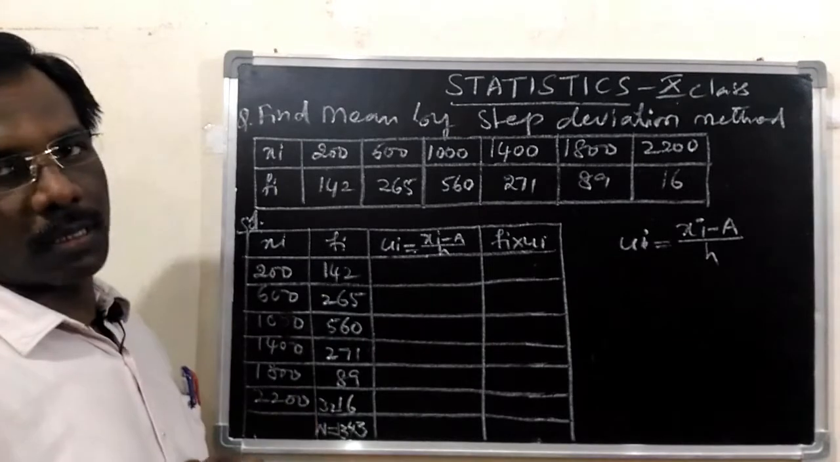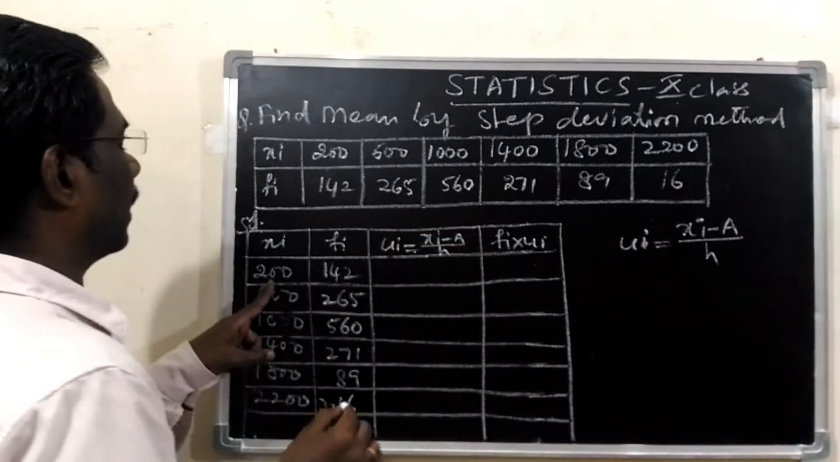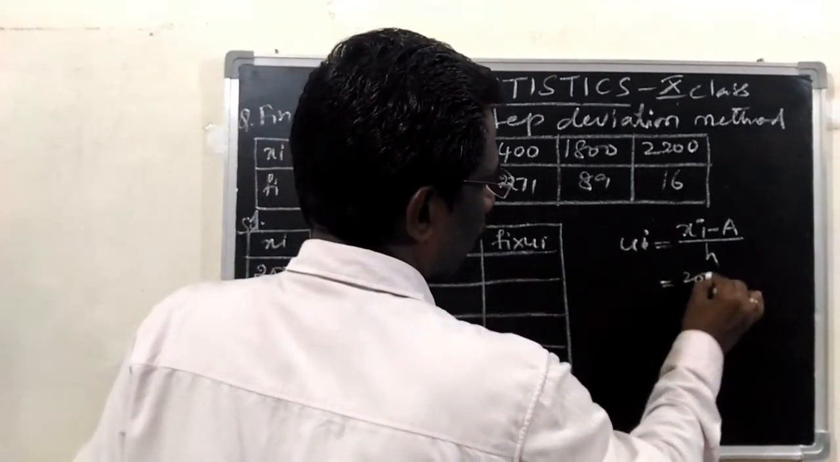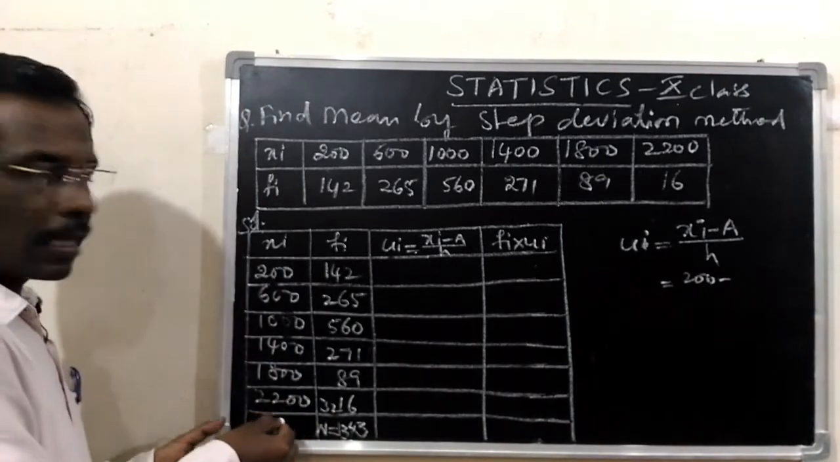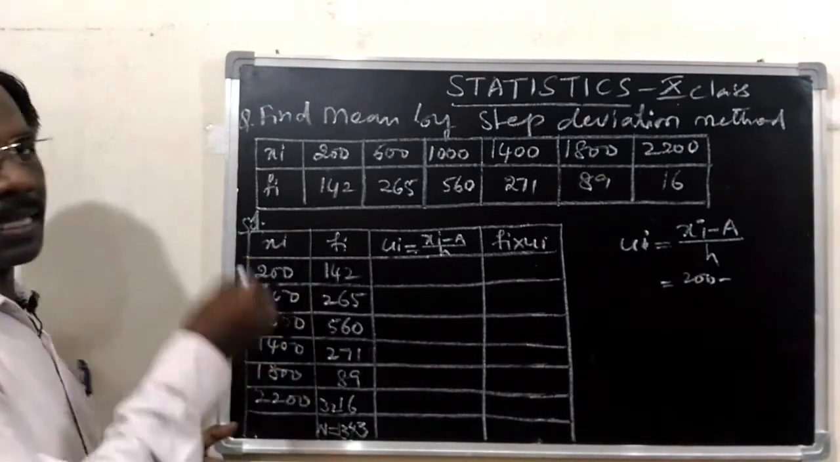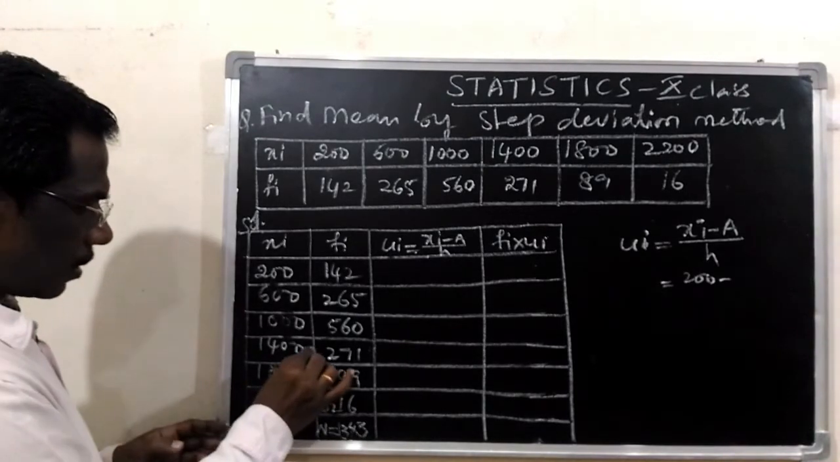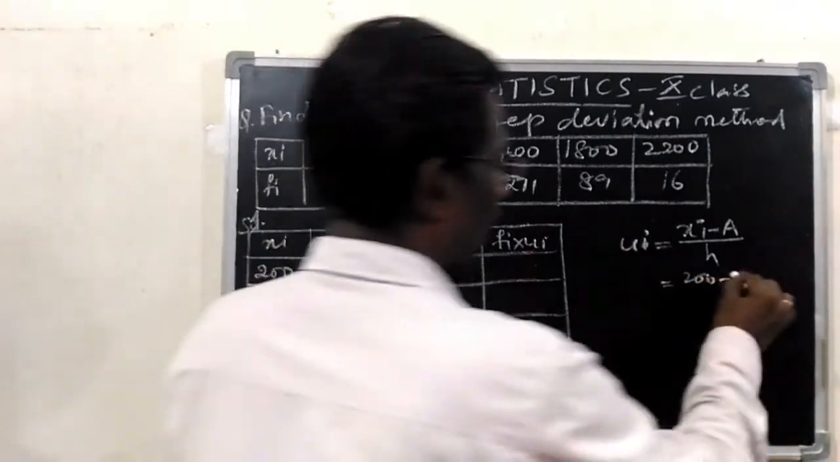The first ui value we get by xi. Xi is 200. ui equals xi minus a, divided by h. So assume any one of the values from xi is a. I am assuming this 1400 as a. So a is 1400.